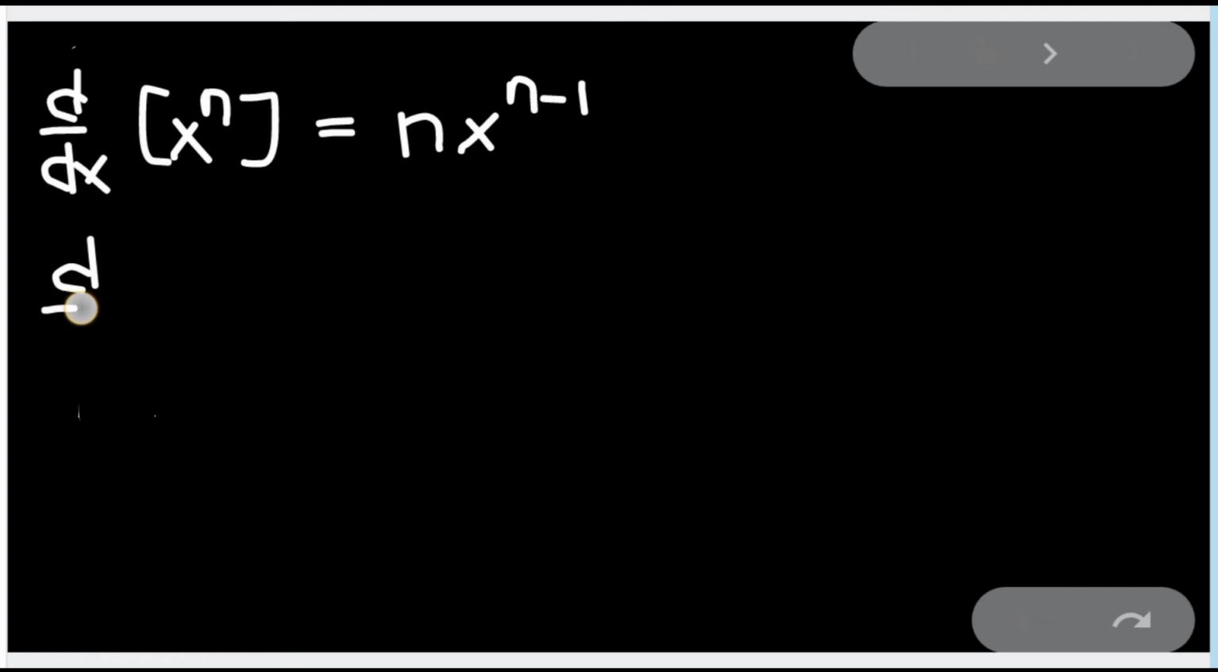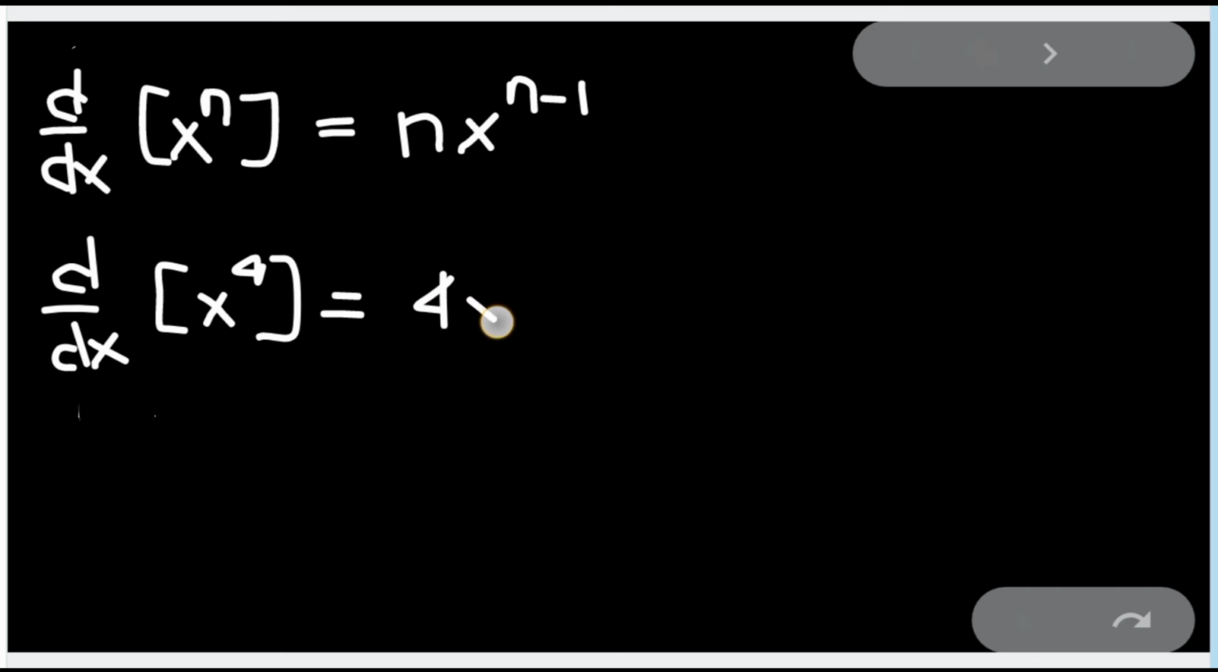Let's say we have the derivative of x raised to 4. Our n here is 4. So let's bring down 4. Then copy the variable x. Then, what happened to the exponent is 4 minus 1 is equal to 3. So, that is the derivative of x raised to 4.